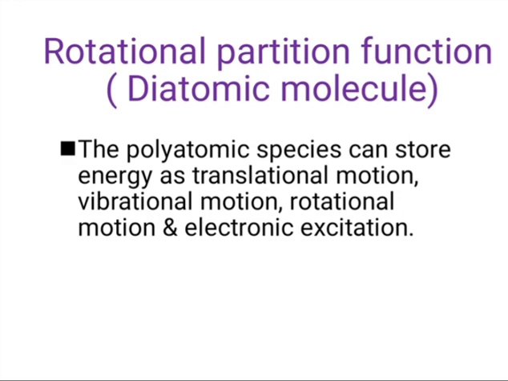So polyatomic species can store energy as translational motion, vibrational motion, rotational motion and electronic excitation. As we know, the molecule has four types of motions: translational motion, vibrational motion, rotational motion and electronic transitions. Electronic transitions are highly spaced, then there is a vibrational energy state, then inside that there is rotational and inside that the translational. So any polyatomic molecule has four types of motions, and it can store its energy in these motions.